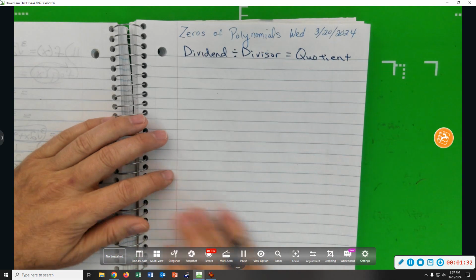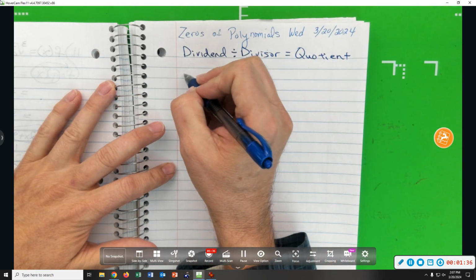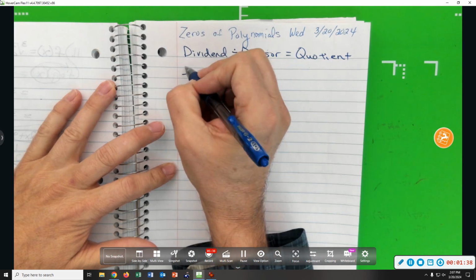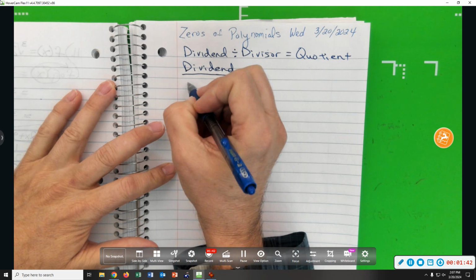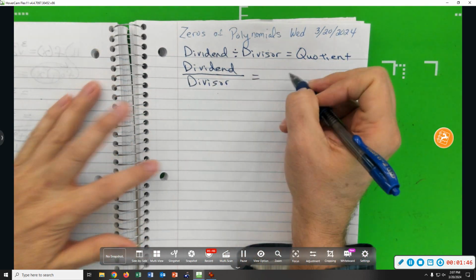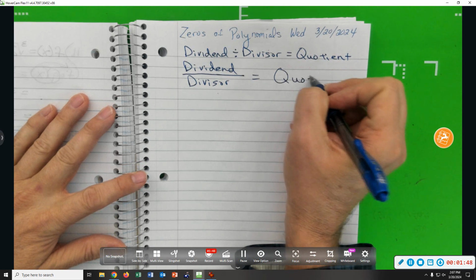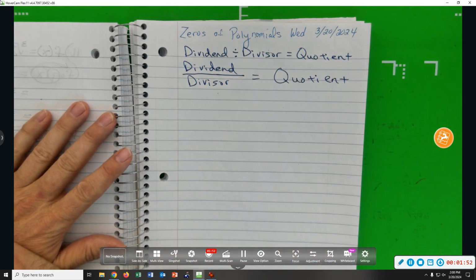Another way of expressing the operation of division is through the use of a fraction bar. In that event, it would be dividend on top, divided by the divisor. And that fraction bar could be a slanted bar. It is equal to the quotient.